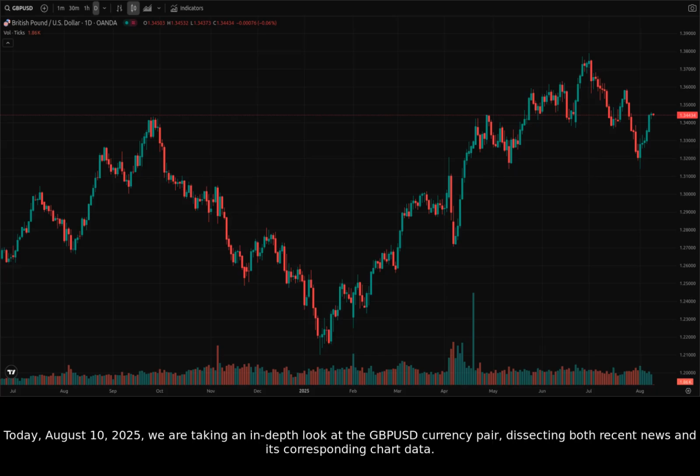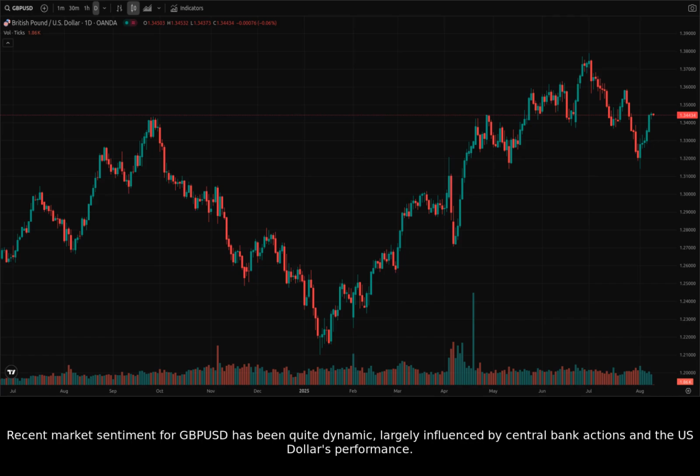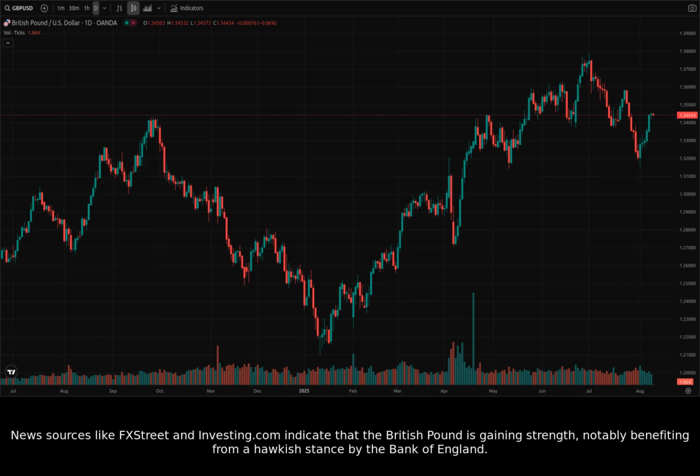Today, August 10th, 2025, we are taking an in-depth look at the GBPUSD currency pair, dissecting both recent news and its corresponding chart data. Recent market sentiment for GBPUSD has been quite dynamic, largely influenced by central bank actions and the US dollar's performance. News sources like FX Street and Investing.com indicate that the British pound is gaining strength, notably benefiting from a hawkish stance by the Bank of England.